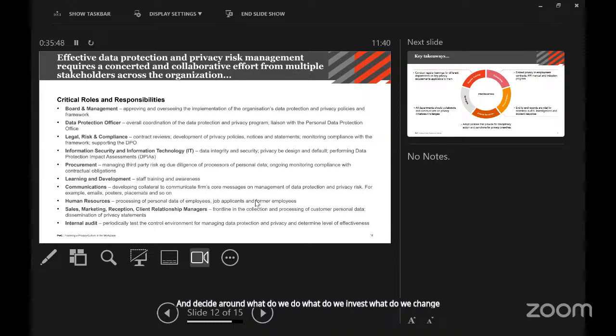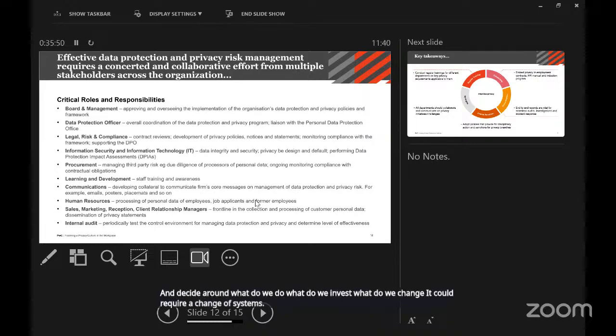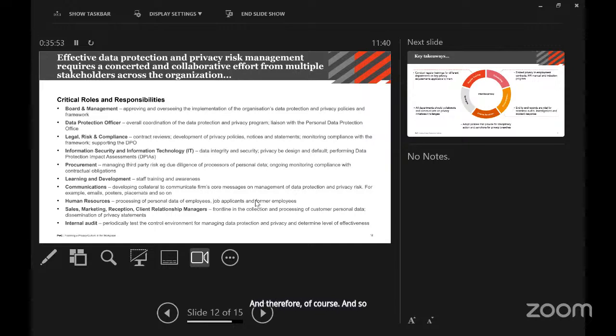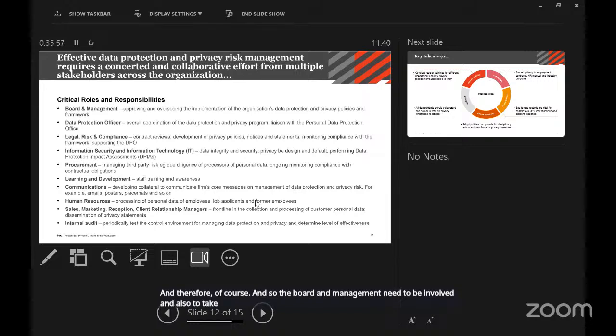It could require a change of systems and therefore a cost. And so the board and management need to be involved and also to take these reports and implement changes around the systems, the technologies, as well as the processes.